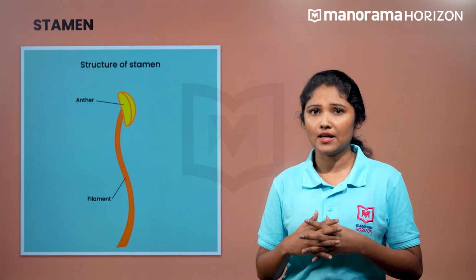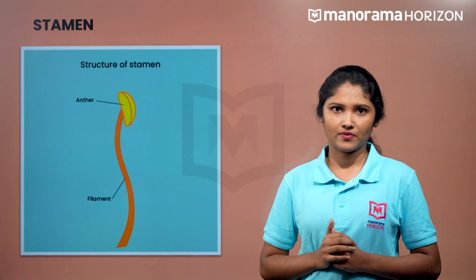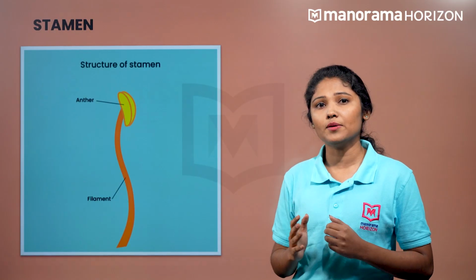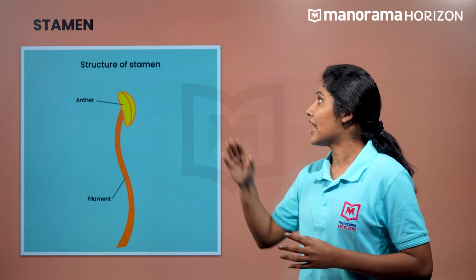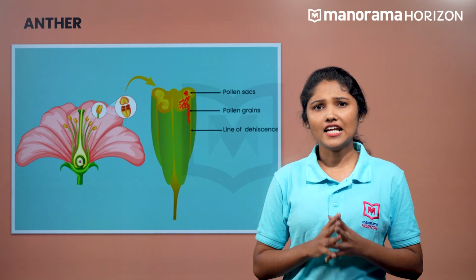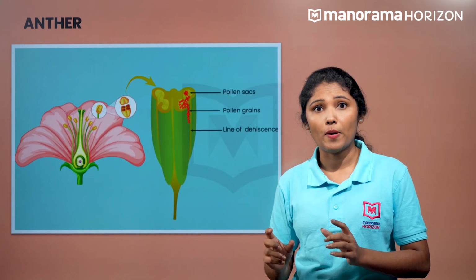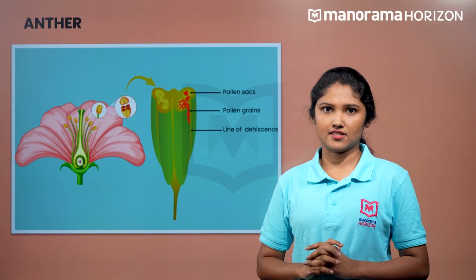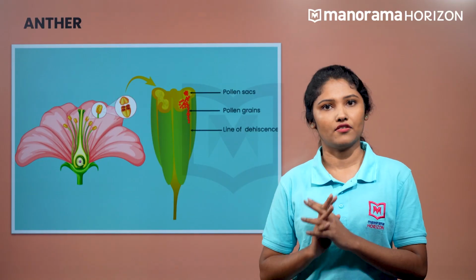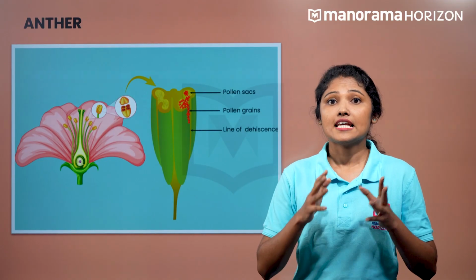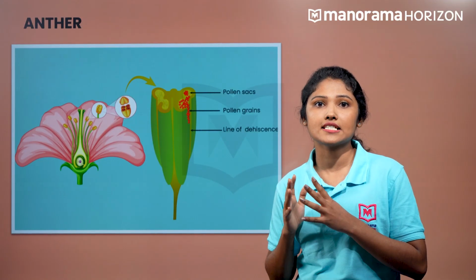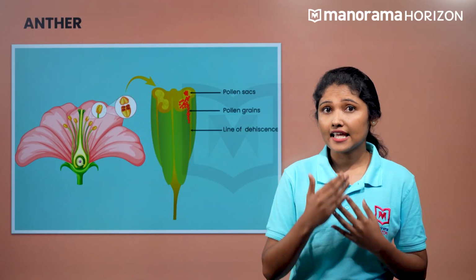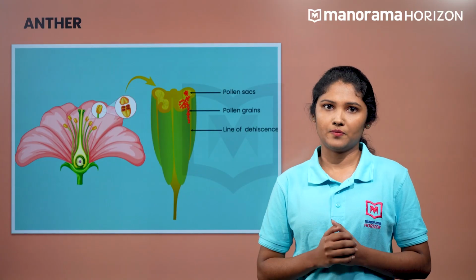A typical stamen has two parts, the long slender stalk called the filament and the terminal generally bilobed anther. Bilobed means each lobe has two thecae, that is, they are dithecous. Mustard is an example of this. Hibiscus is an example of a monothecous anther. A longitudinal groove runs lengthwise separating the thecae.